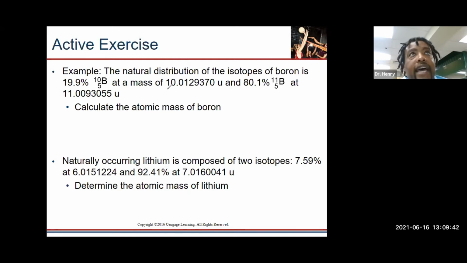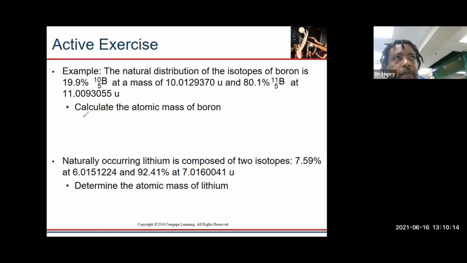It has a mass of 10.0129370. 80.1% is boron 11, which has a mass of 11.0093055. Calculate the atomic mass of boron. The way that we would calculate the atomic mass is by looking at the distribution of each of the different isotopes. So we have 19.9% of the boron 10.